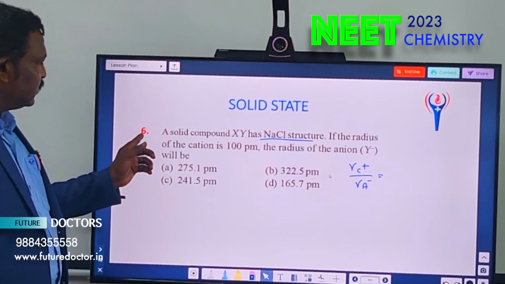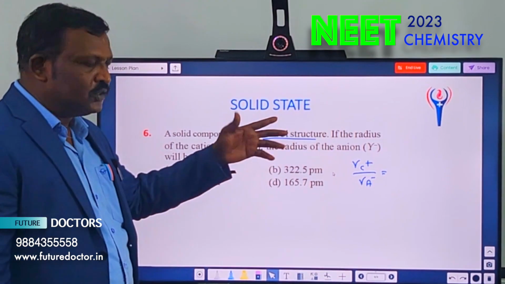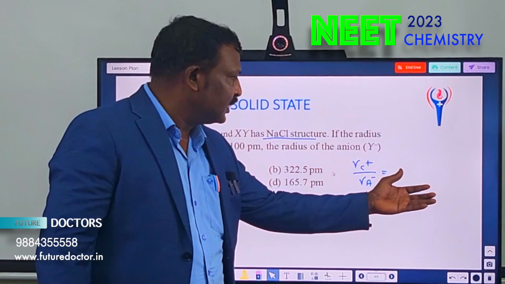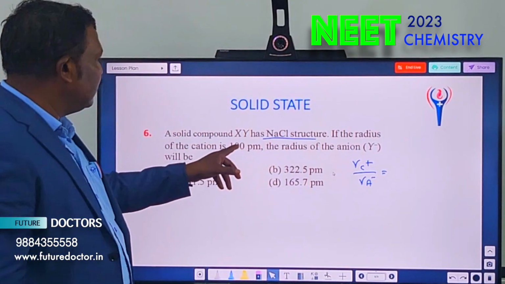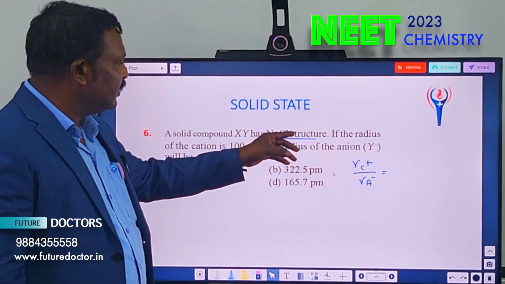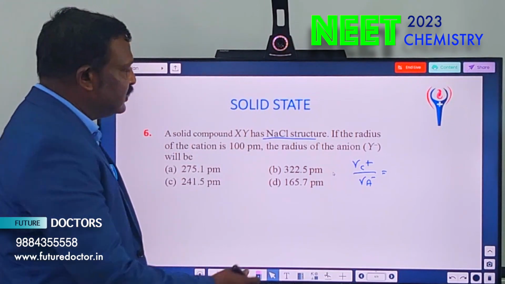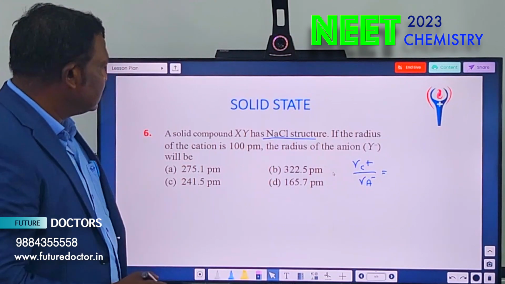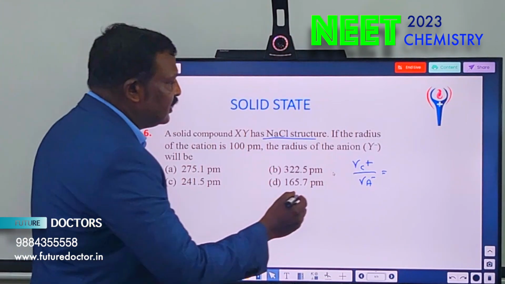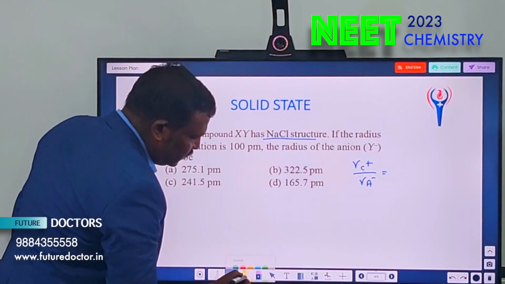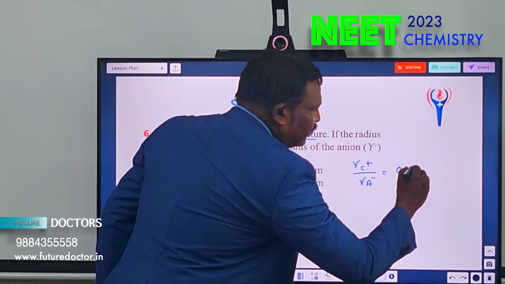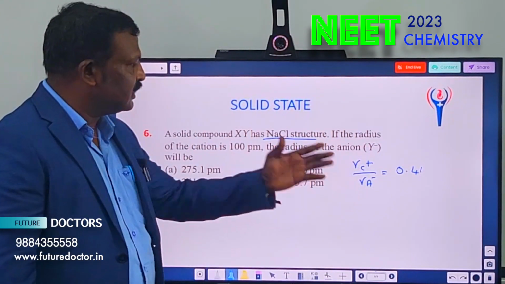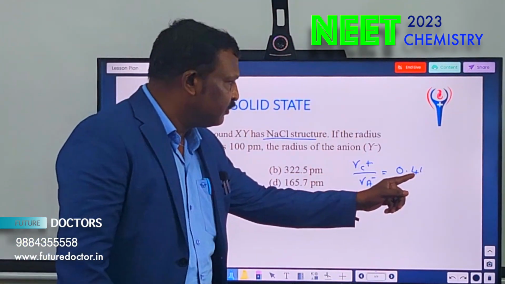Now see the sixth question. The radius ratio formula is radius of cation by radius of anion, equal to one value. That value is not given. But how to find it? The NaCl structure is an octahedral structure. So its values are in between 0.4 to 0.7. So here we consider 0.4, or 0.41. Understood? It's an octahedral structure, so I put 0.41.